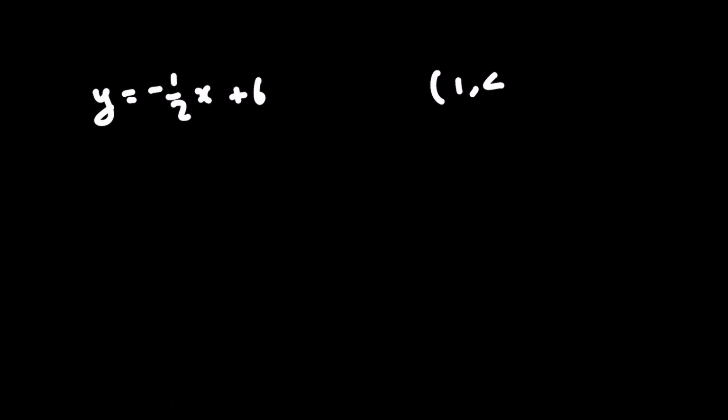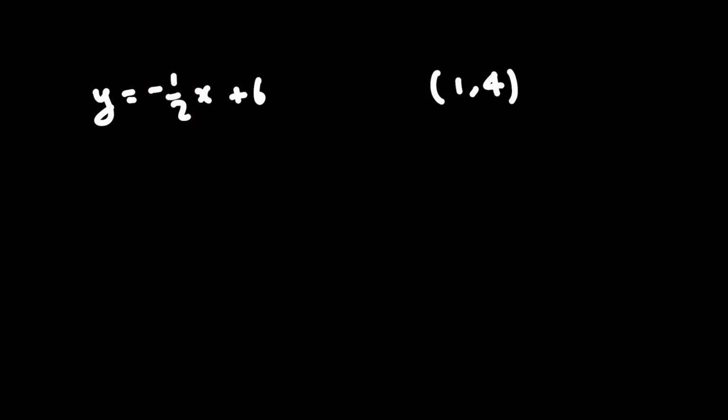Now let's have a look at one last example. I want to find the equation of a line that is perpendicular to this one, but passes through the point 1, 4. Well, it's the same steps again. I need to find the gradient of the new line, which is perpendicular to this one.